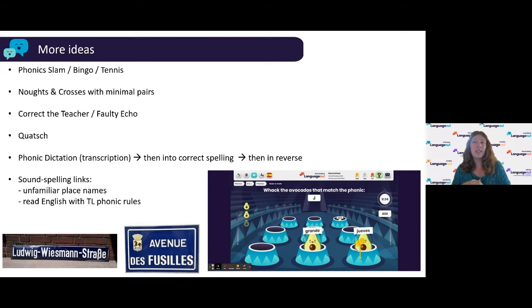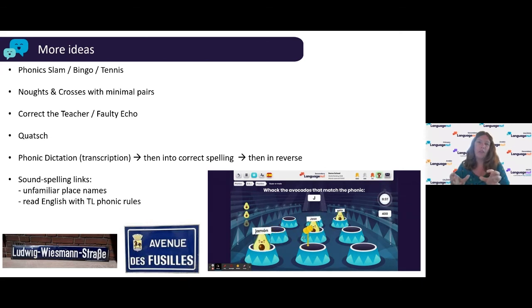You can do tennis, so you split the class into two. You say a sound, and they've got to take it in turn. Anyone from that team has to say a word that has that sound in it. You can do noughts and crosses with minimal pairs. This requires a bit of higher level language, because they have to have enough vocabulary to have the minimal pairs, because sometimes the vocabulary can be a bit complex, but it can be really, really powerful, particularly at a high level.